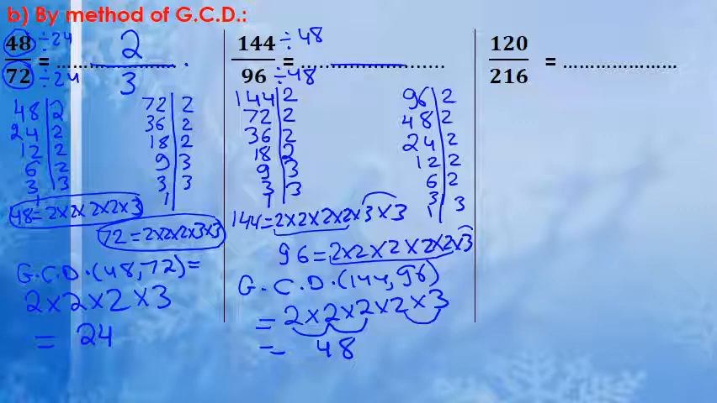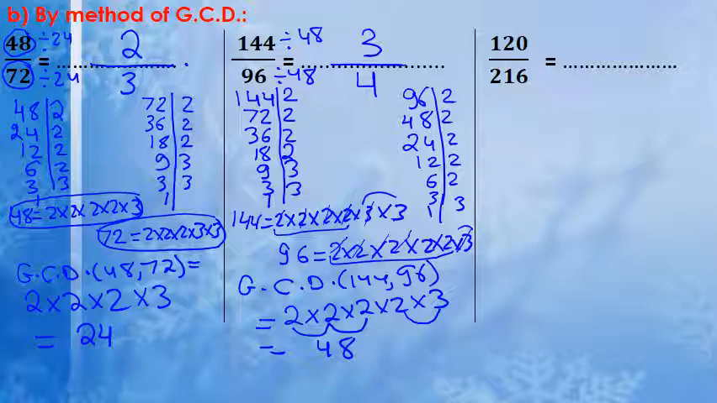How can we get the answer without making division? From the prime factors of 144, let's cancel the prime factors of 48. So we cancel 2 four times, and we cancel one 3, so we get 3. From the prime factors of 96, let's cancel the prime factors of 48. We cancel 2 four times, and we cancel a 3. 2 times 2 is 4, so 3 over 4 is an irreducible fraction.